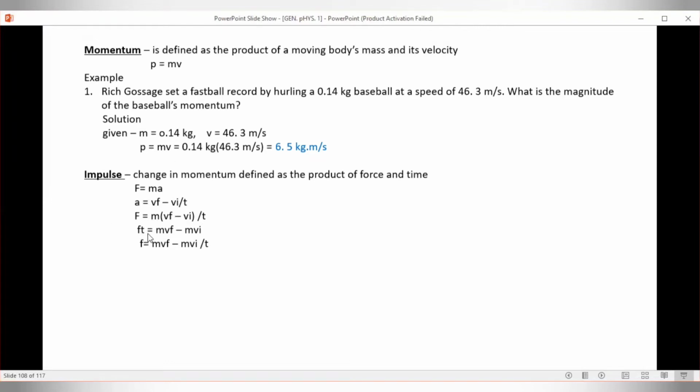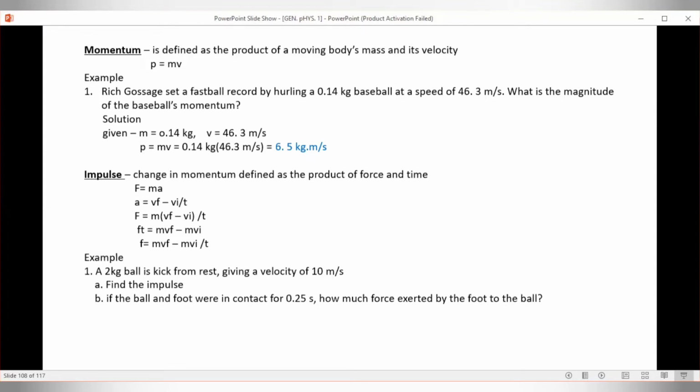you will get F times t, or impulse is equal to mass times final velocity minus mass times the initial velocity. If you are going to determine the force acting on that certain object or body, you will have mass times the final velocity minus the initial velocity all over time.